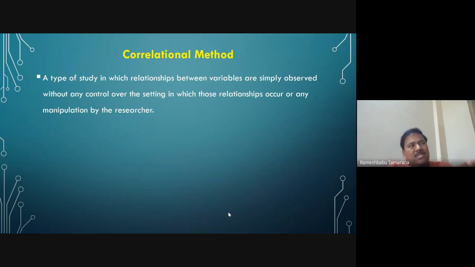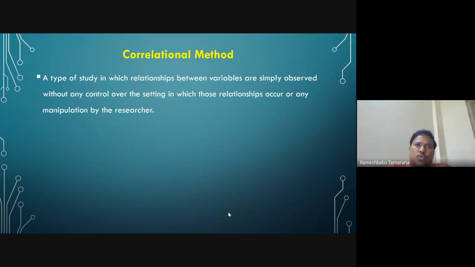The correlational method is a type of study in which relationships between two variables are simply observed, without any control over the setting in which the relationship occurs or any manipulation by the researcher. Say, for example, I just have a hypothetical example. If I wanted to see the kind of breakfast my students have every day, or the day I conduct an examination, and their academic achievement, right? So if I'm using a correlational method, I might ask my participants, my students, to complete the examination, whatever the academic achievement measure is.